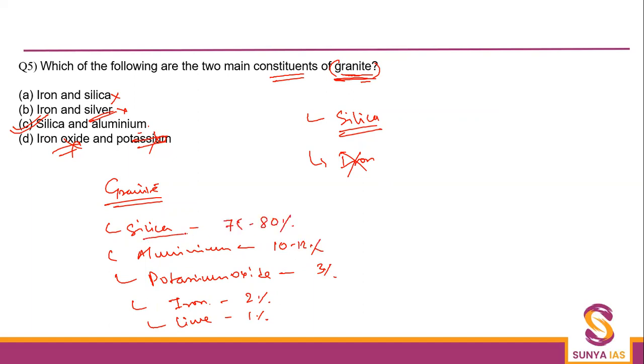ठीक है, तो silica is present very much. And main constituents में अगर आप जाते हैं तो main constituents would be the ones having the maximum content percentage. So silica is correct, and second is aluminium. ठीक है, these both constitute around 92% of the granite का main constituents जो होंगे. All right, so here the correct option is option C, that is silica and aluminium. All right, now let's look over to the next question.